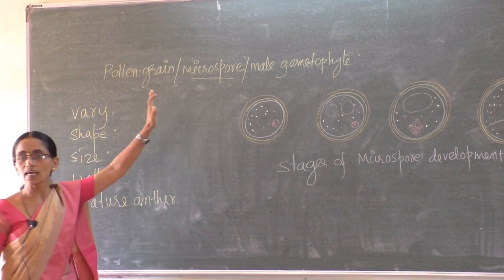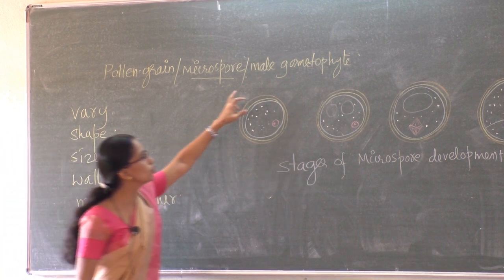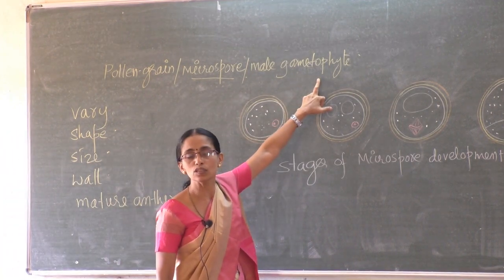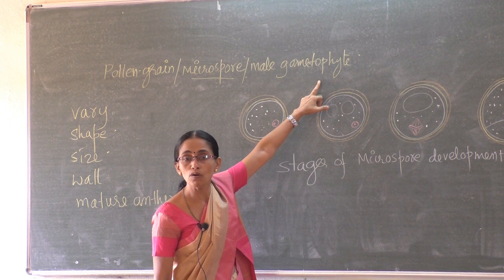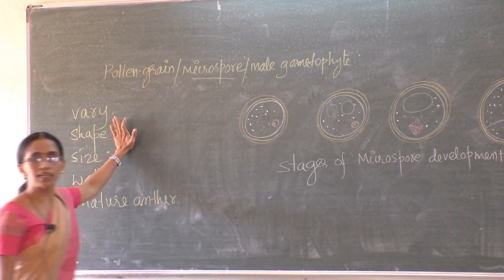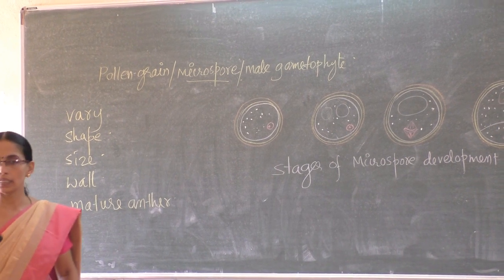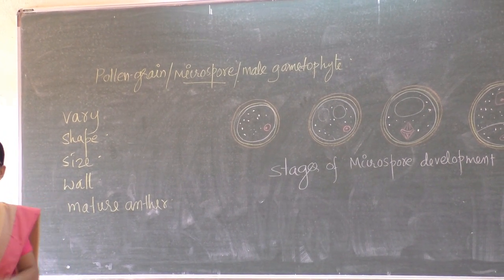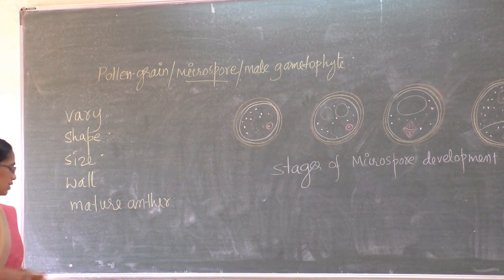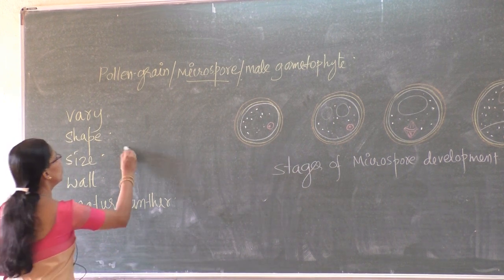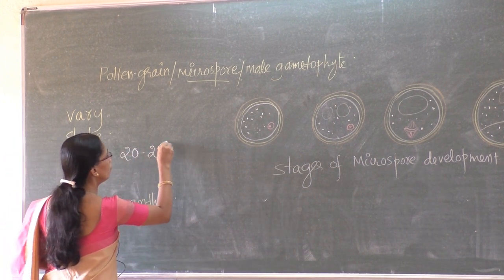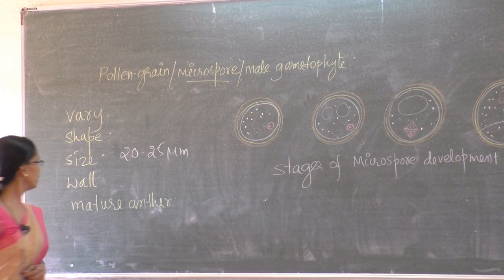Pollen grains are the structures which later produce male gametes, so they are called male gametophytes. They vary in shape, size, color and design. Usually in most plants they are spherical in shape, with a size ranging between 20 to 25 micrometers.